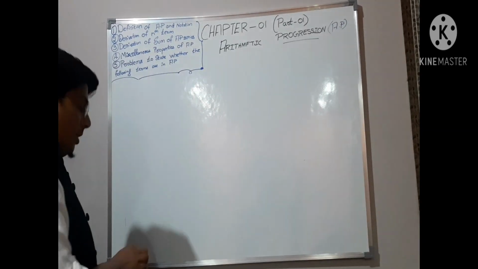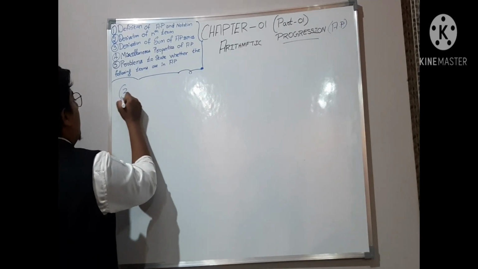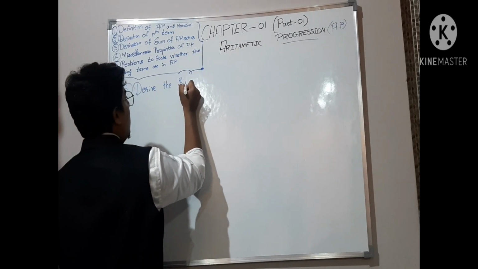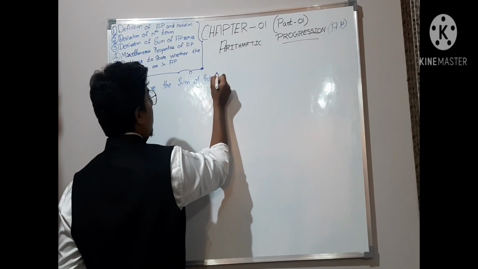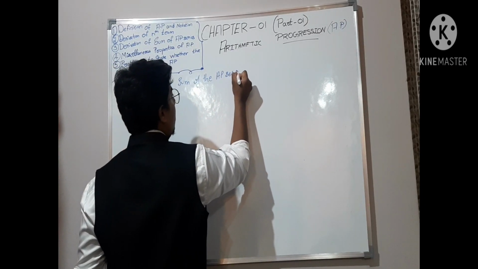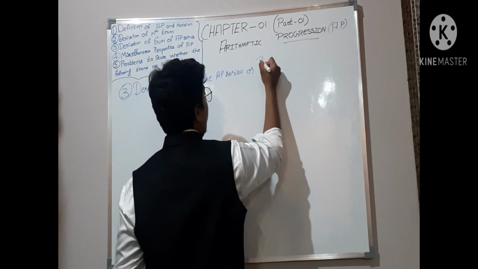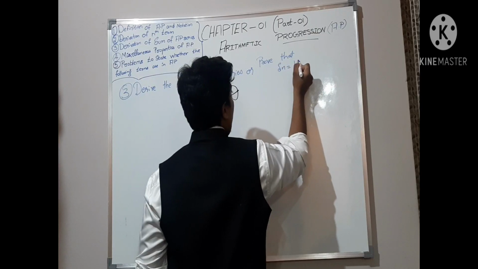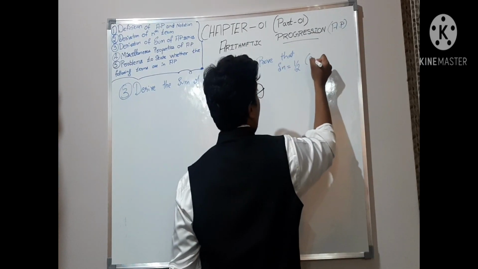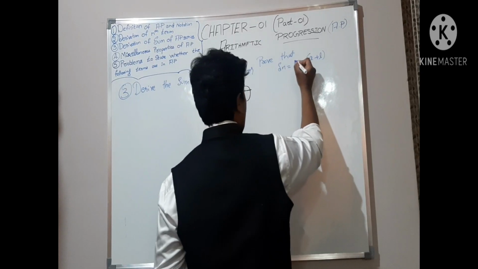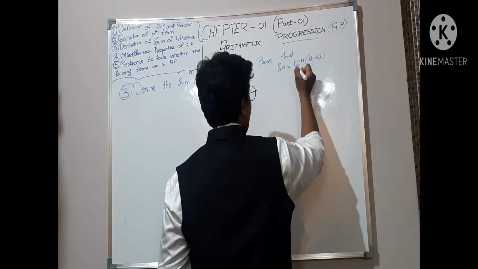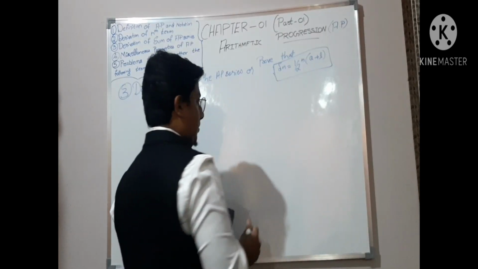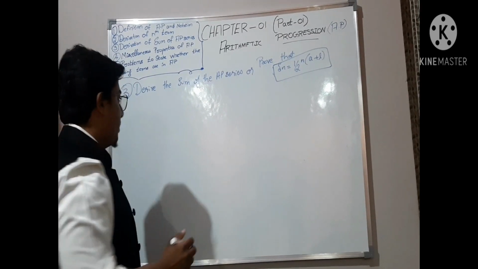Okay. Third, we will move on to derive the sum of the arithmetic progression series, or prove that Sn is equal to half times of (A plus L), that is, n by 2 times of (A plus L). To prove this, let's move on to the solution.